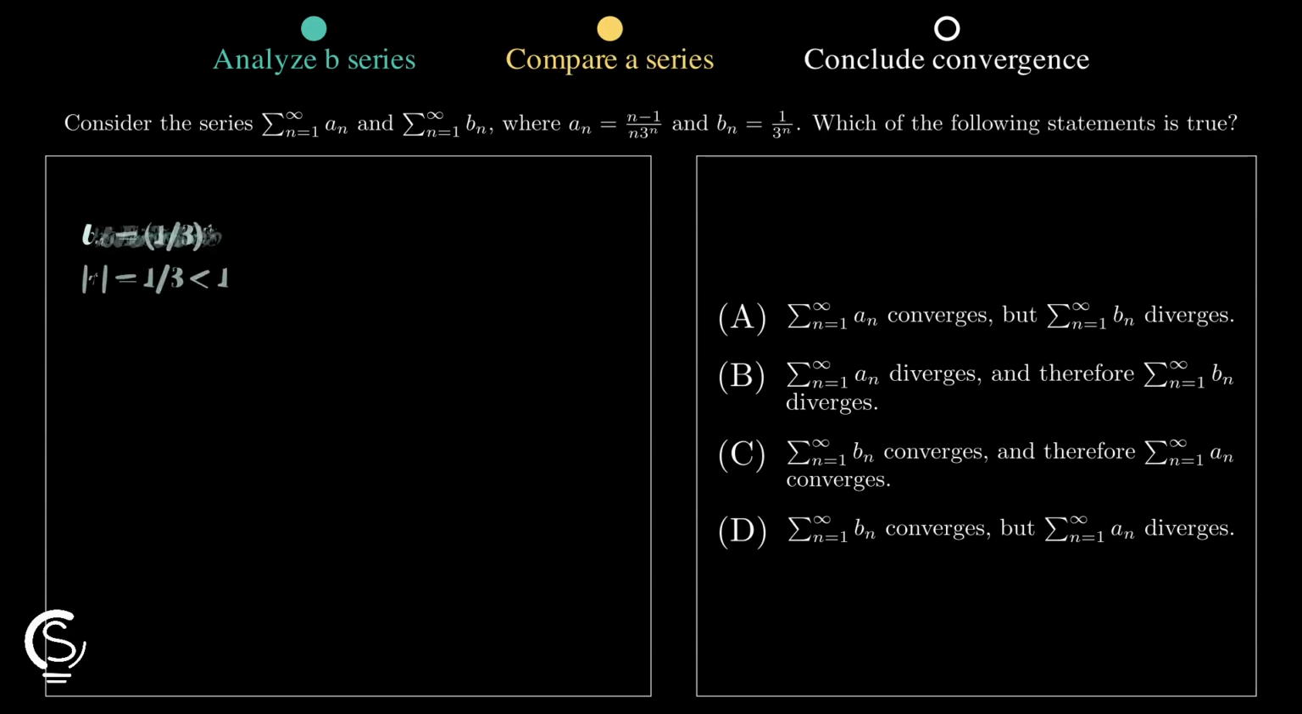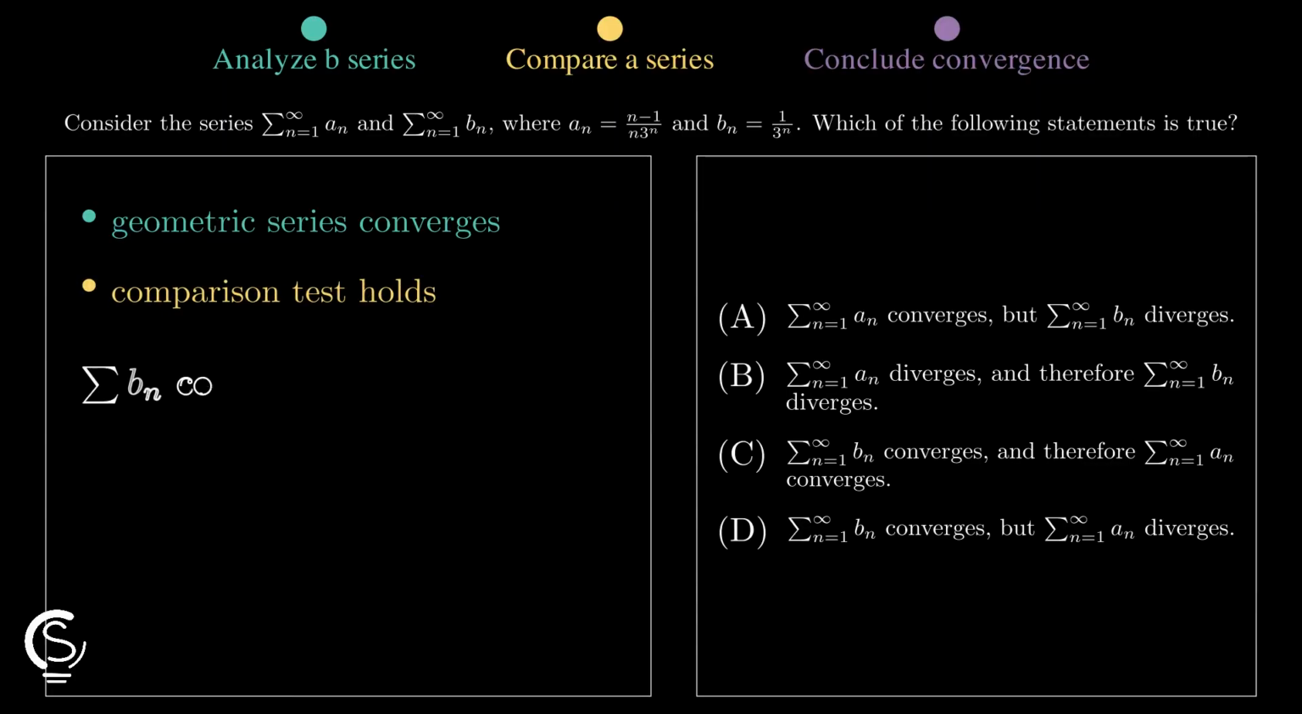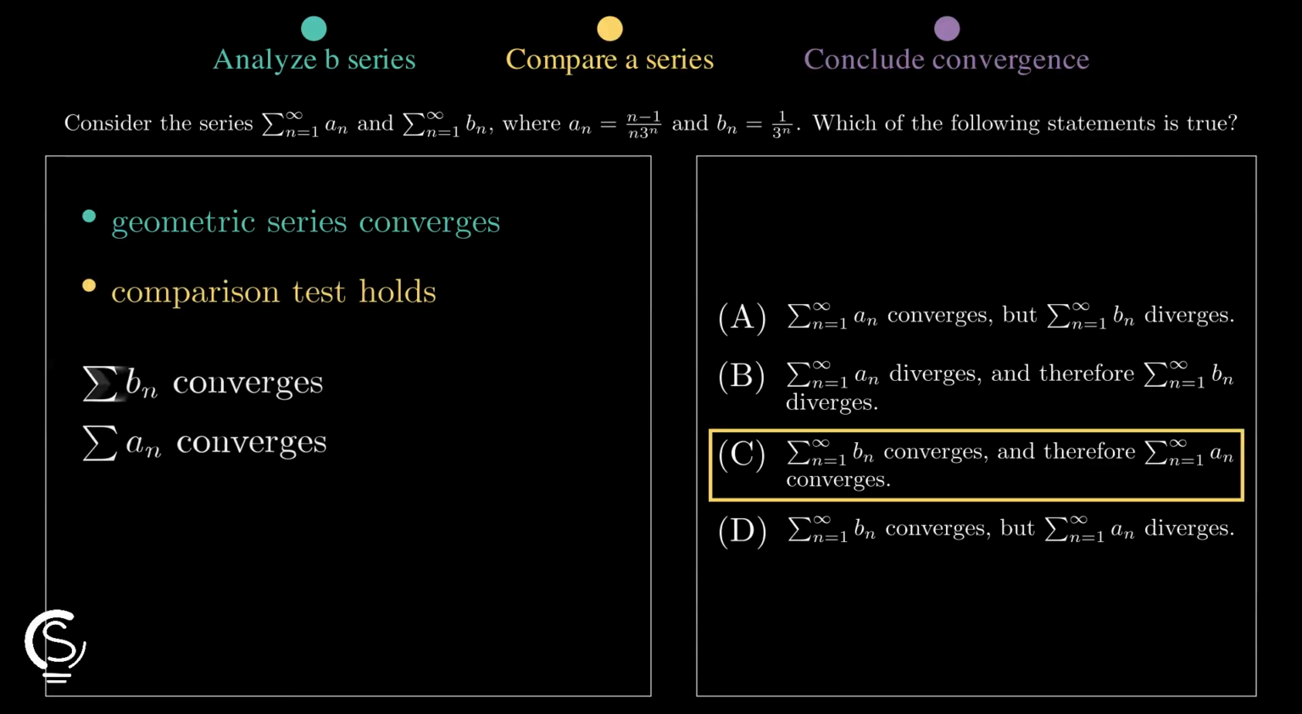Next, examine an. Notice that for all n, the fraction (n minus 1)/n is less than 1. This means an is always smaller than bn, which is our geometric series. By the direct comparison test, because the larger series bn converges and an is bounded by it, an must also converge. Both series converge, so option C is the winner.